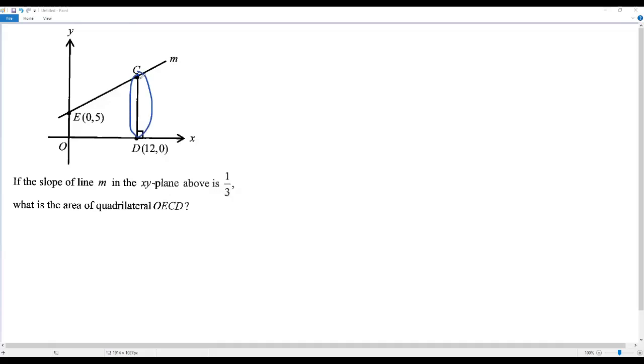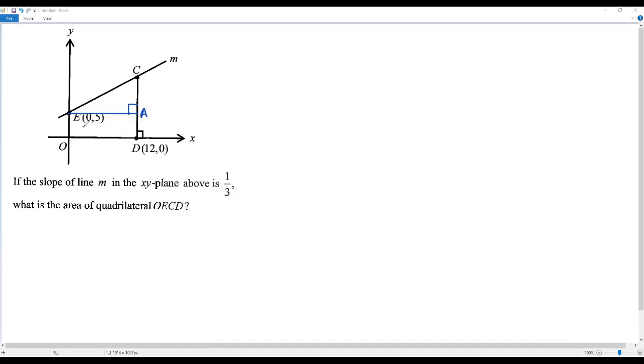Since this line segment CD is perpendicular to the x-axis, we can split up the quadrilateral OECD into a rectangle and a right triangle by drawing a line segment over here. So now let me mark A over here. So OEAD is a rectangle and EAC is a right triangle because we have a right angle over here. So now to get the area of this quadrilateral OECD, I have to find the area of this right triangle and the area of the rectangle over here.